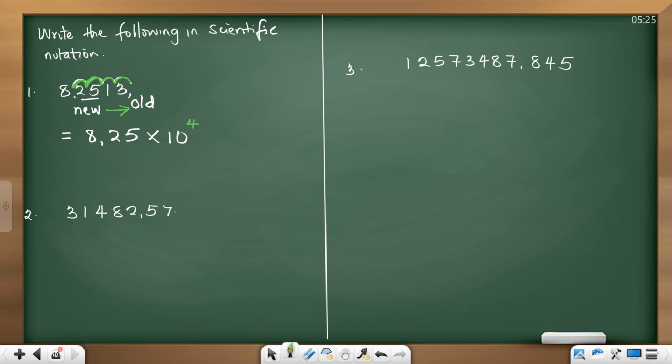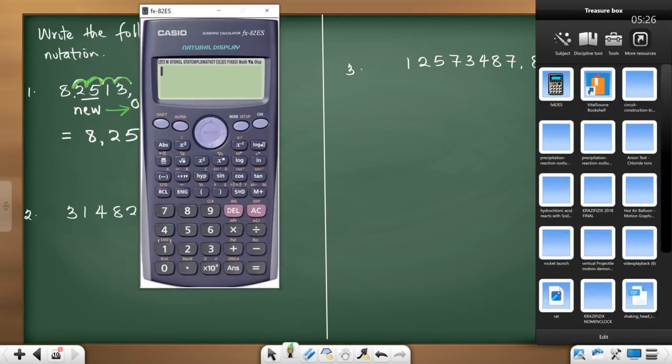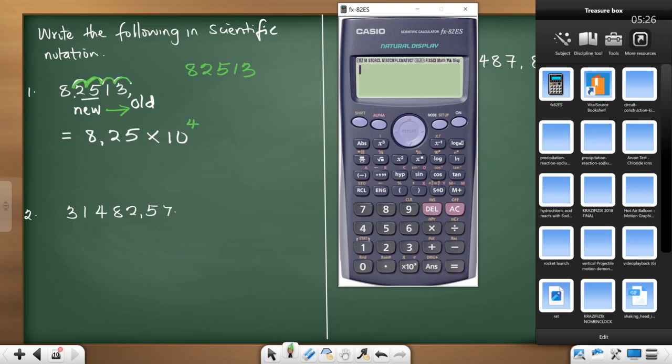With that, 8,25. It was 825. Remember, it was 82513. I should have written it was 82513, and we want to write it. Let me show you the answer on a calculator, because I wanted to see this beautiful stuff that your head can now do. 82513. All right. Shift mode. Look at that: 8,25 times 10 to the power 4. That's what your head can now do.